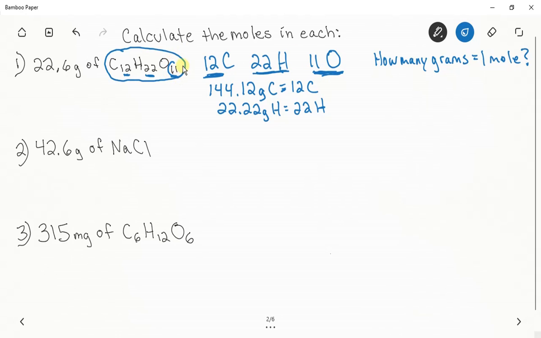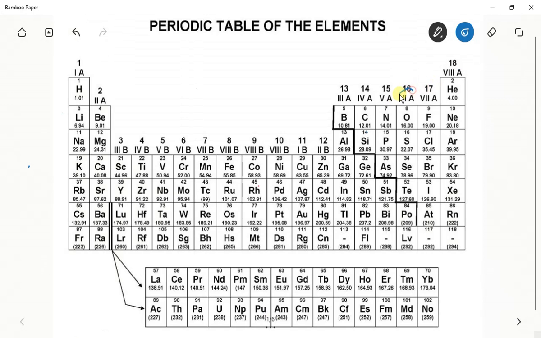Remember, because in the original molecule formula that was given to us, there's a little tiny 11 next to the O, and the little tiny 11 applies to that element that comes right before it, which is oxygen. So that means we have 11 oxygens we need to deal with. So here's oxygen over here, kind of on the right of the periodic table.